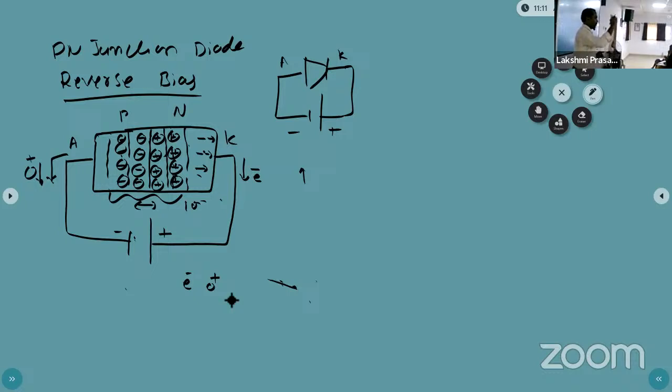Listen carefully to this point. If you understand this point, you will get the PN junction diode working operation perfectly. Now here electron and hole pairs are generated, and here also the electrons and holes are in this space. But here, which voltage are we applying? Negative. Due to this negative terminal of the battery, what will happen to this electron?